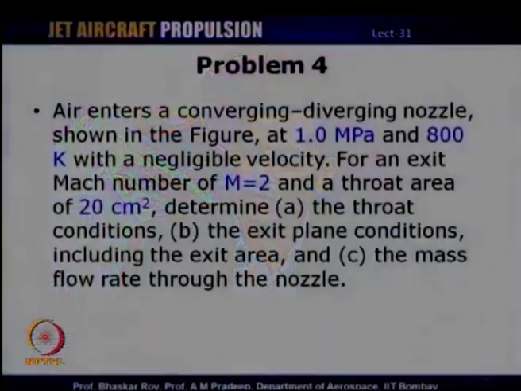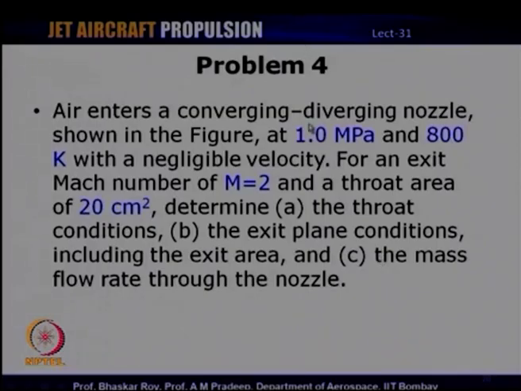So, the next problem that we will solve is for a converging diverging nozzle, and it has a supersonic Mach number at its exit. So, let us see what the problem is. Air enters a converging diverging nozzle as shown in the figure, at an inlet pressure of 1 megapascal and temperature of 800 Kelvin with a negligible velocity. For an exit Mach number of 2 and a throat area of 20 centimeter square, determine part A, the throat conditions, part B, the exit plane conditions including the exit area, and part C, the mass flow rate through the nozzle.